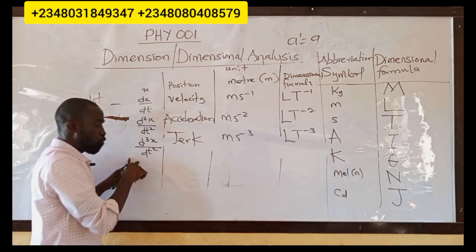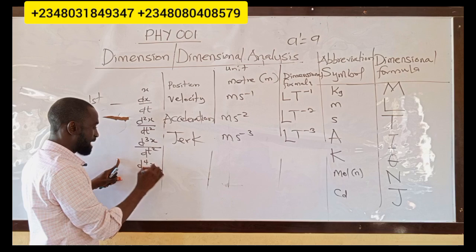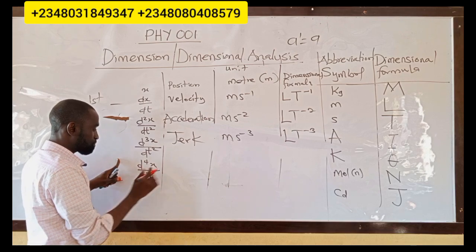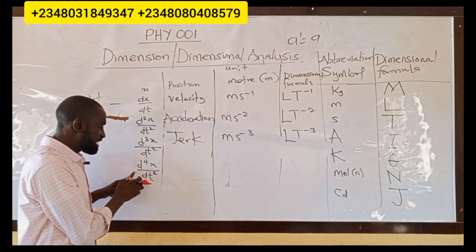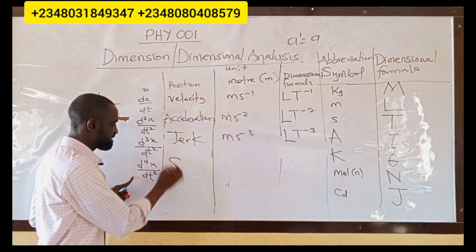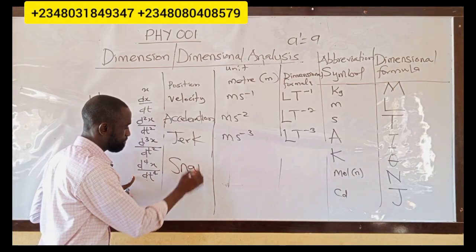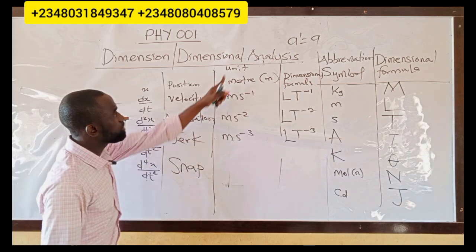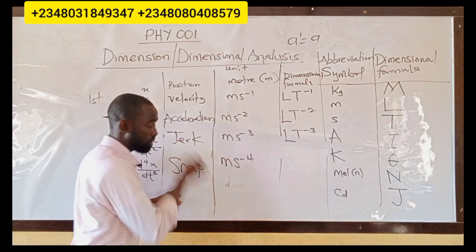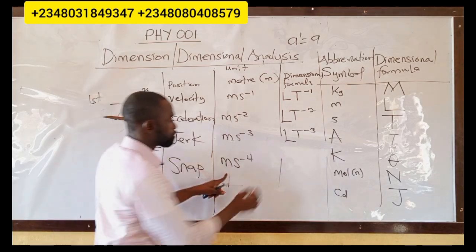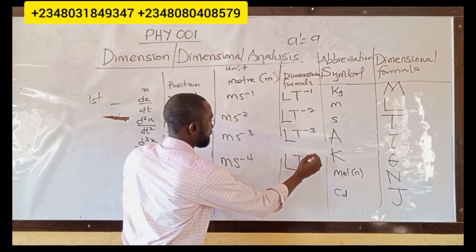If I do the fourth one, the fourth s all over the t raised to power 4. So now the fourth derivative is what we call snap. Snap. Okay. Now what is the unit of snap? It is meters per second raised to power 4. What is the dimension? L t raised to power minus 4.